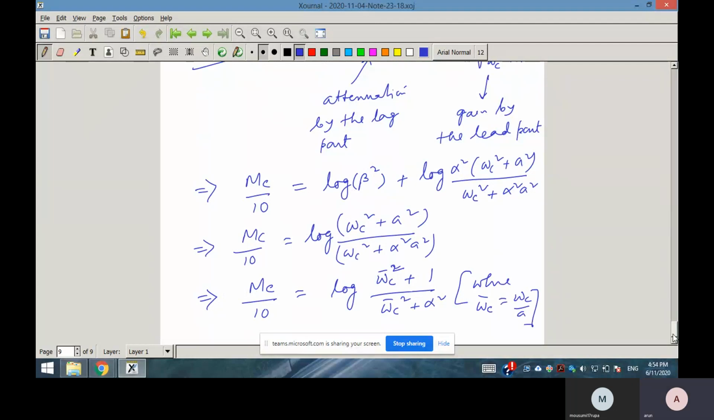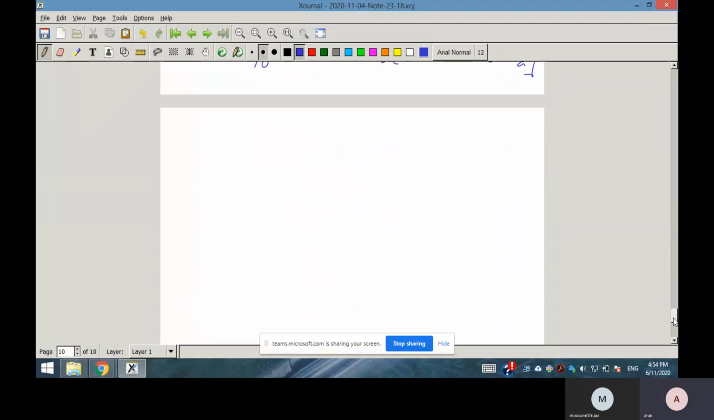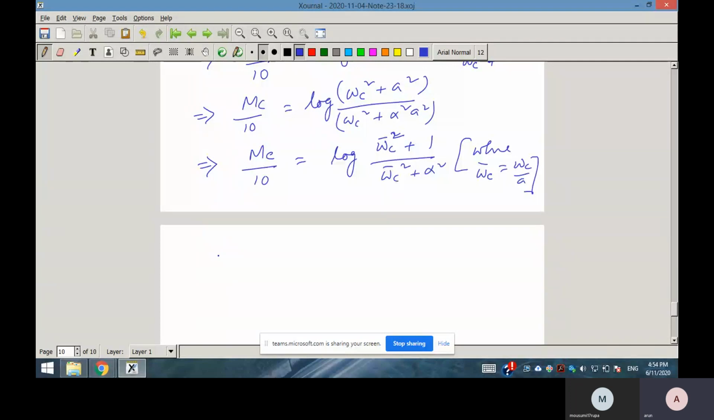So from here, then I have also defined that C. Then C I have defined earlier in case of lag, lead, all the controllers, 10 to the power of MC by 10. Here MC is negative, MC attenuation means negative. So this will be equal to, from this equation, it will be just omega c bar square plus 1 divided by omega c bar square plus alpha square. So this is about your C.